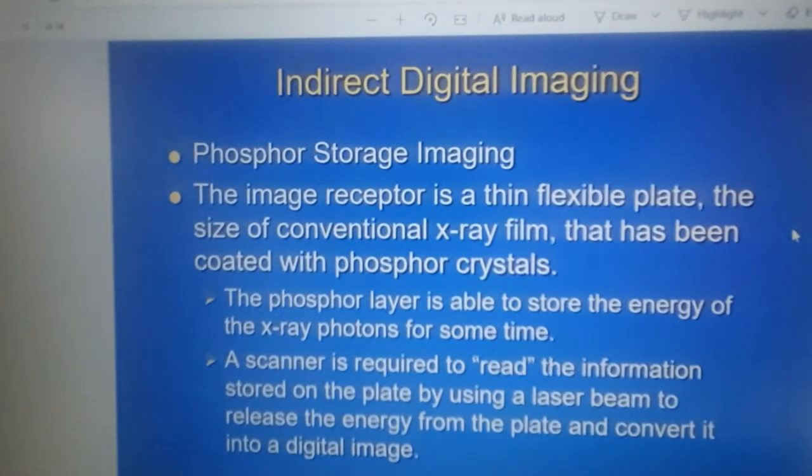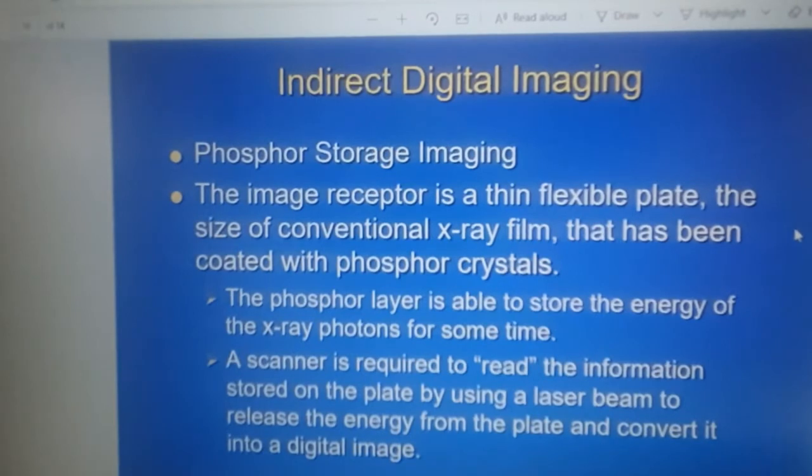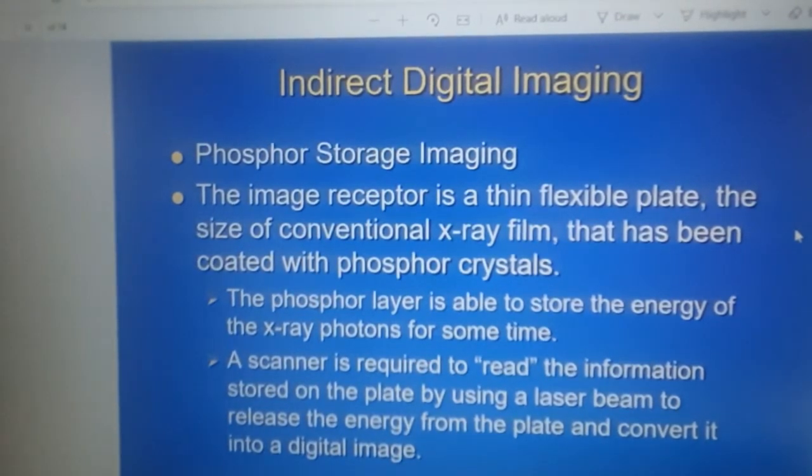With this system, the image receptor is a thin flexible plate, basically the size of a conventional film X-ray, and this flexible plate is coated with phosphor crystals. Remember, you'd have placed it into the patient's mouth, and you go outside to take your X-ray. Upon activation, or exposure to the X-ray, this phosphor layer is able to store the energy of the X-ray photons for a period of time. That's how the scanner comes into place, because the scanner is required to read the information that was stored on the plate by making use of a laser beam to release the energy from the plate and convert it into a digital image.